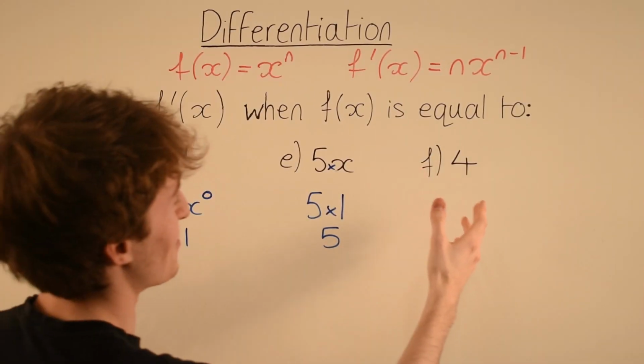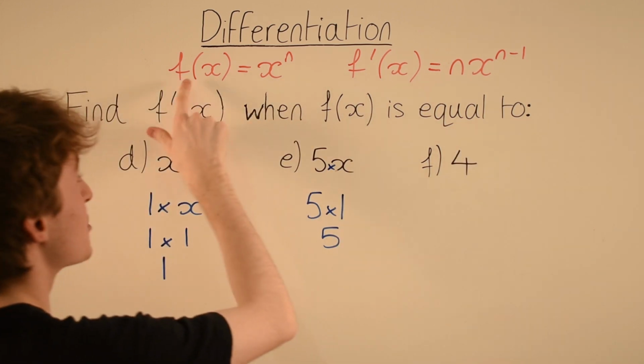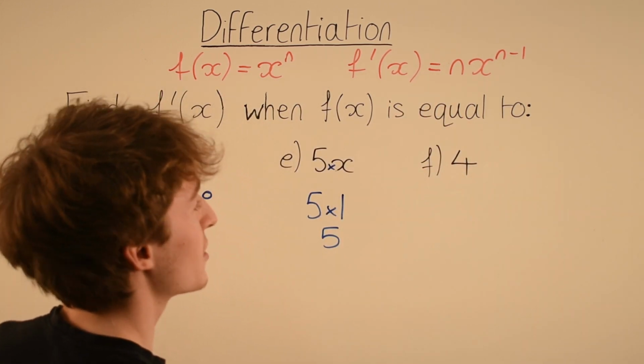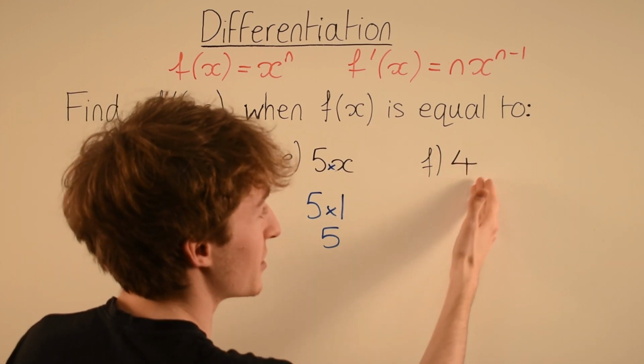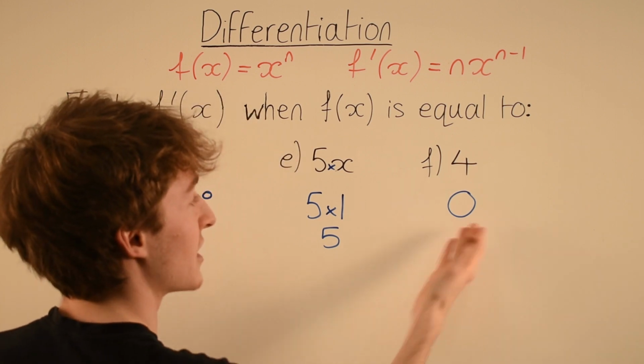In this final example, we've been asked to differentiate 4, which doesn't involve any x's, which means that we can't use the rule that we've been using. So how do we differentiate this? It turns out that any number on its own without any x's simply differentiates to give 0, which means the final answer is 0.